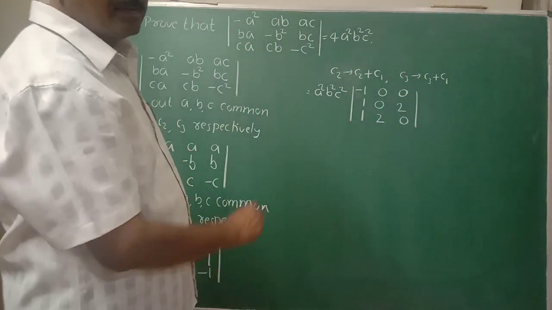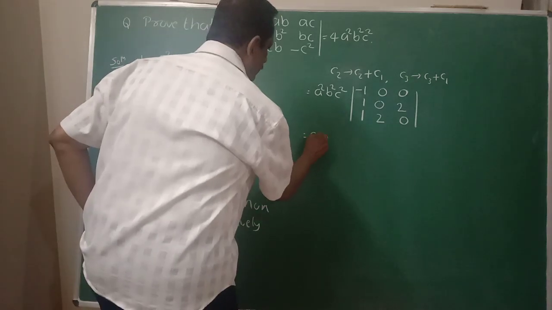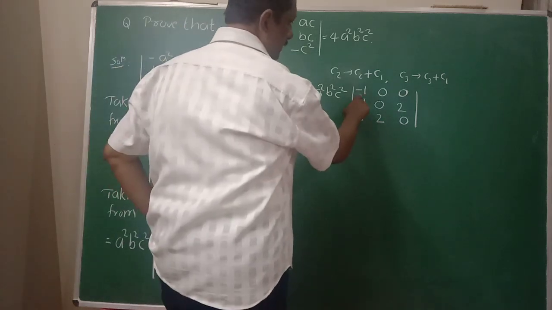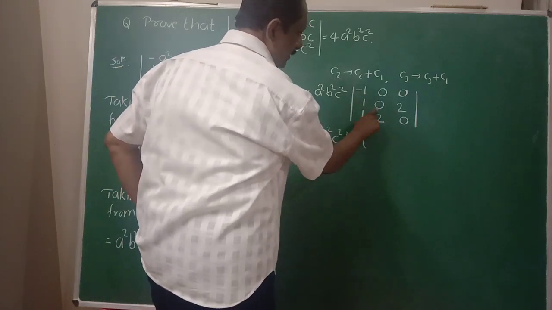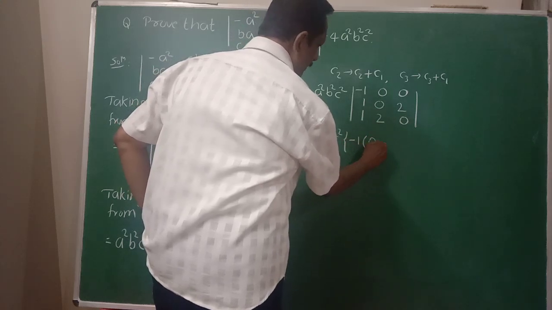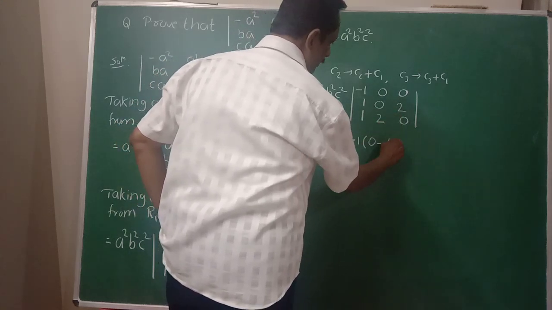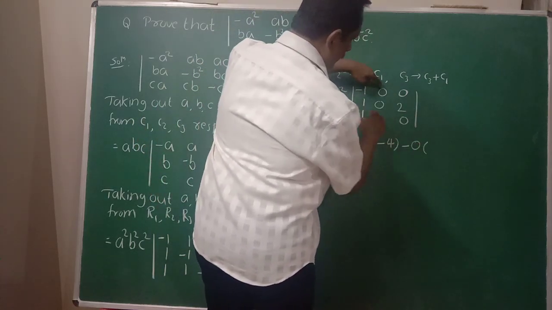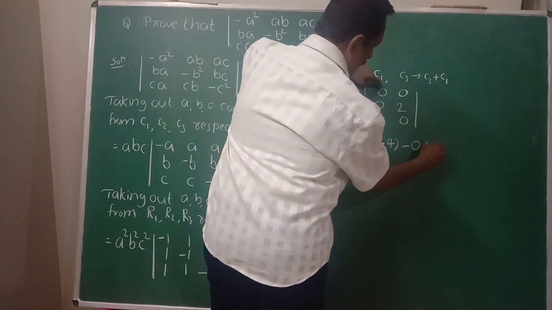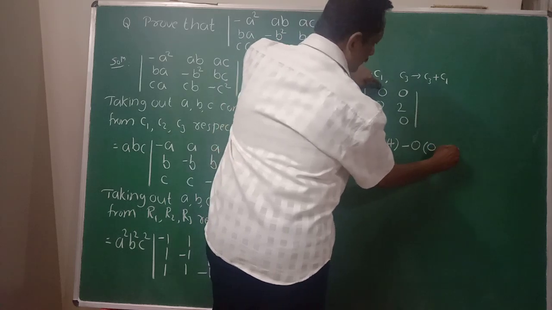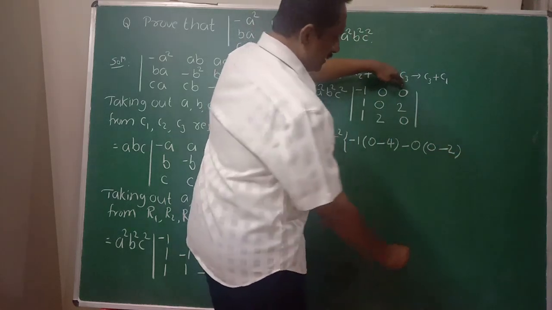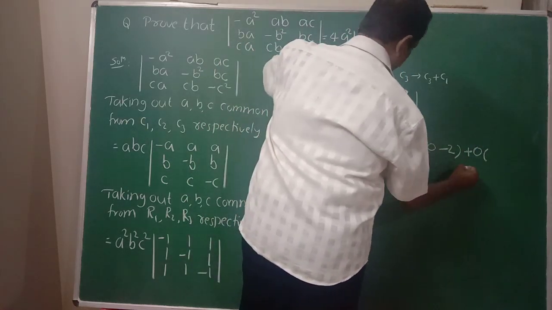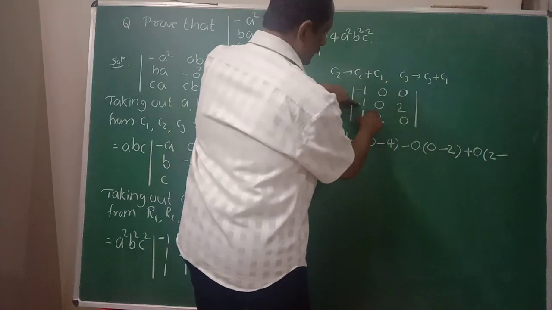Now we expand the determinant. Hence this is equal to a square b square c square into minus 1 is there. So minus 1 into bracket: 0 into 0 becomes a 0, minus of 2 into 2 becomes a 4. Bracket complete. Then minus of 0 here: 1 into 0 becomes a 0, minus of 1 into 2 becomes a 2, and again 0 is there. So plus 0 into bracket: 1 into 2 is a 2, minus of 1 into 0 becomes a 0.